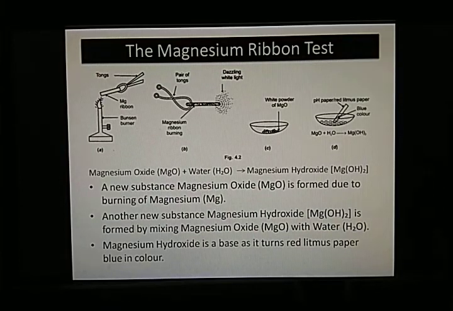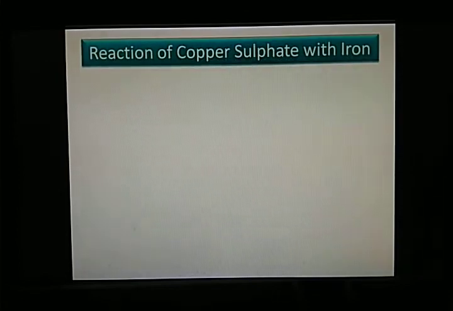How did we come to know that? By testing with the help of litmus paper. The red litmus turned into blue. So we are confirmed that it is basic in nature. Clear? Now moving on to our next test, that is the reaction of copper sulphate with iron.